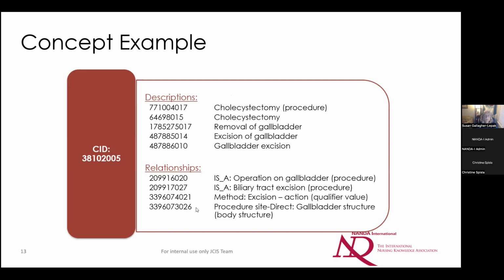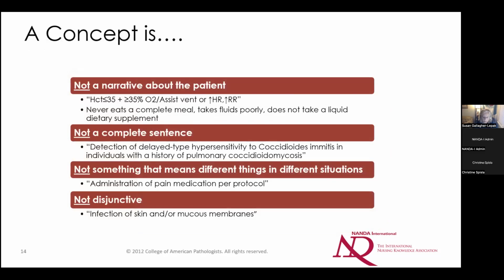Okay. But so here I'm trying to build the knowledge of SNOMED CT that we're talking about this morning. So this is really what a concept looks like. So we're going to talk more about this. We're going to keep diving in. So we know what a concept is. So let's talk about what a concept is not.